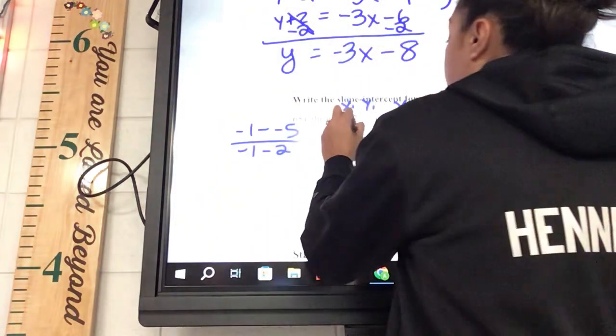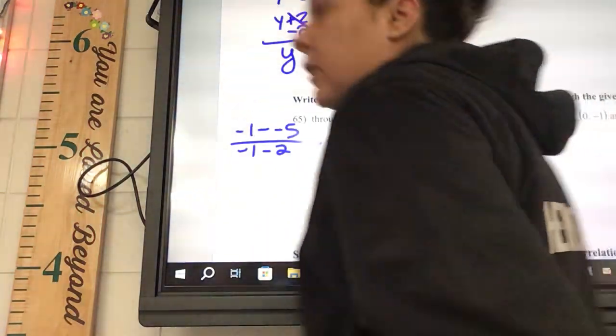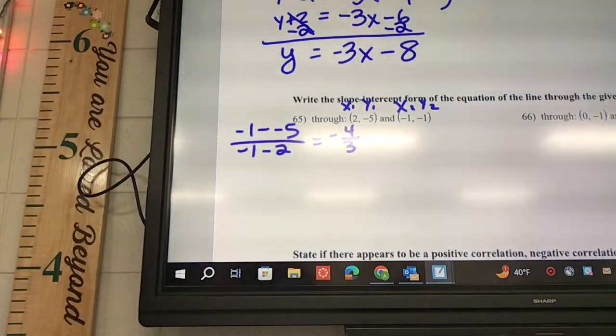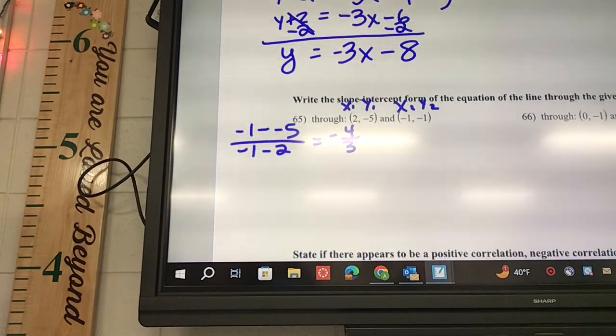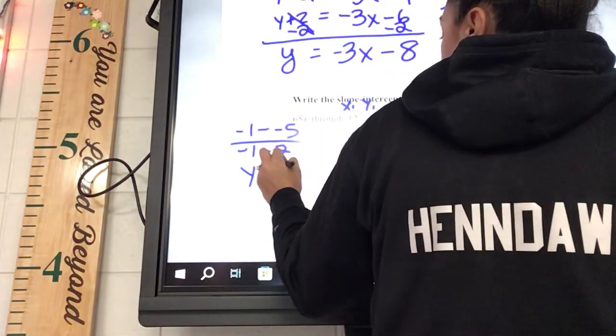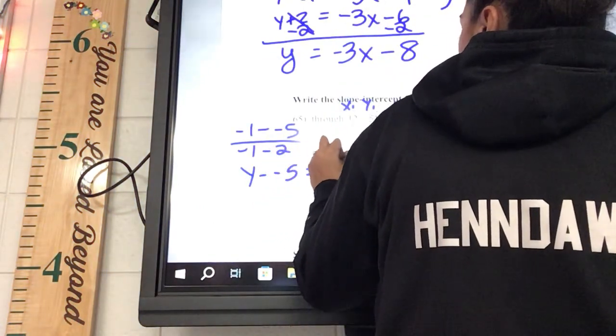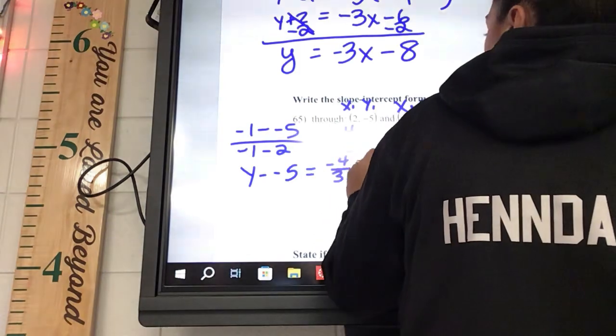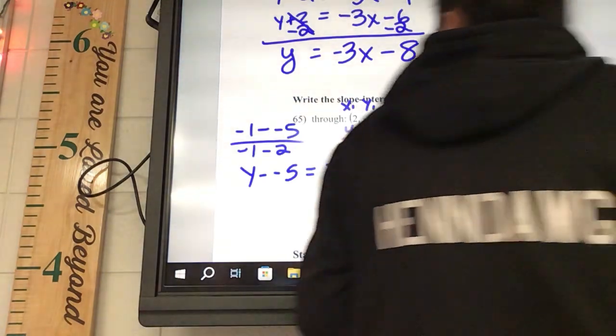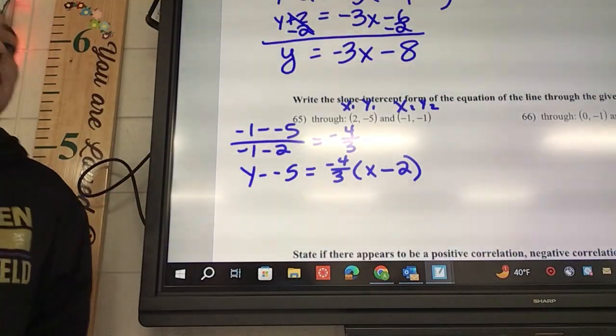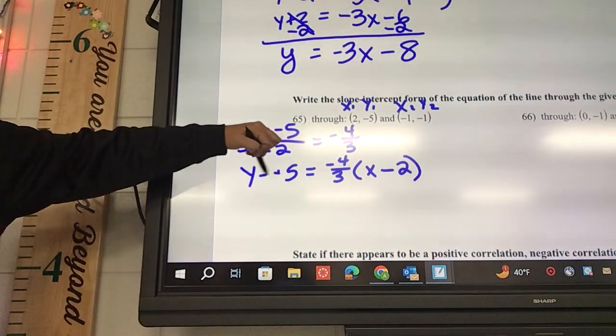It should be negative 4/3, I want to say. Is that right? Close. Negative 4/3. Okay, and from there, we're going to say y minus my y1, which is negative 5, equals my m, which is negative 4/3, x minus my x1, which is 2. Okay, this minus minus needs to become a positive.